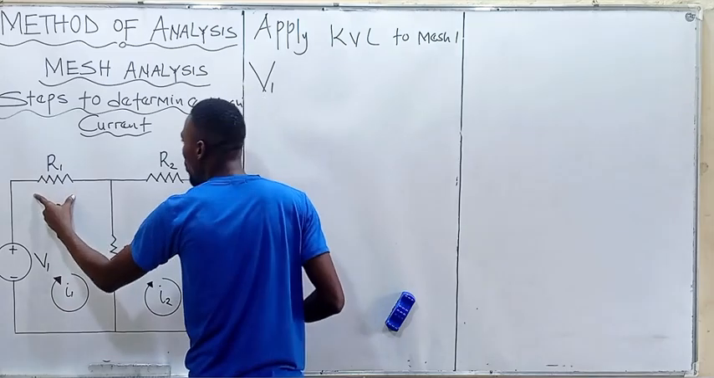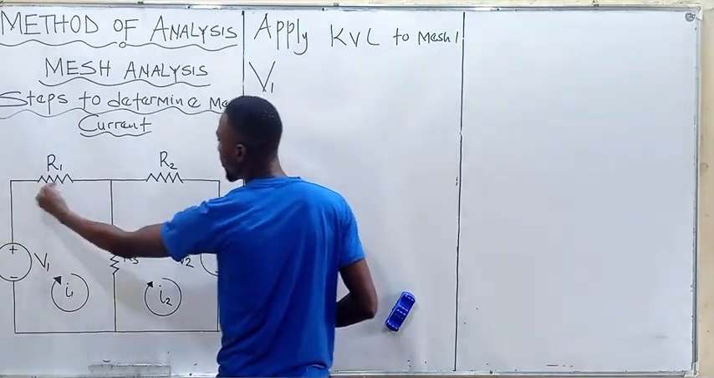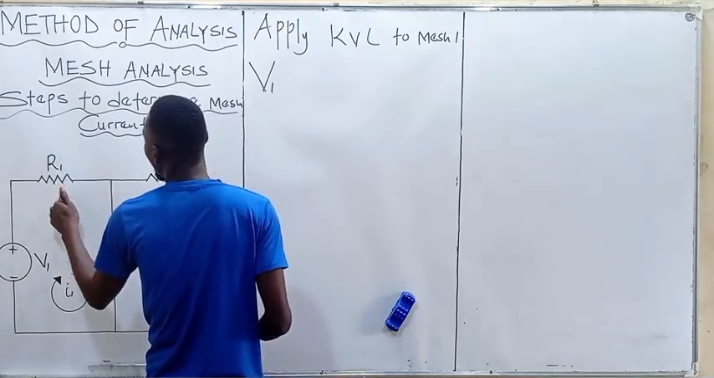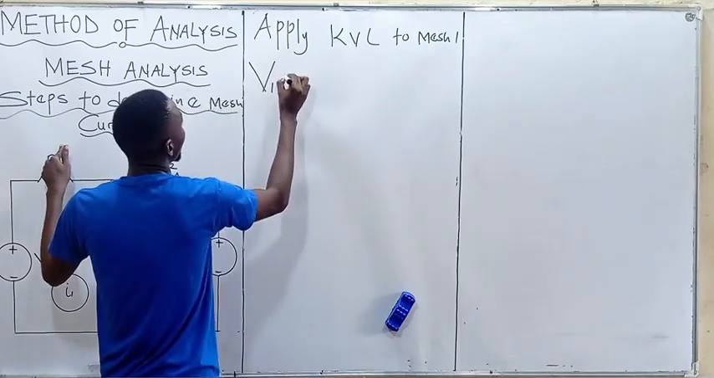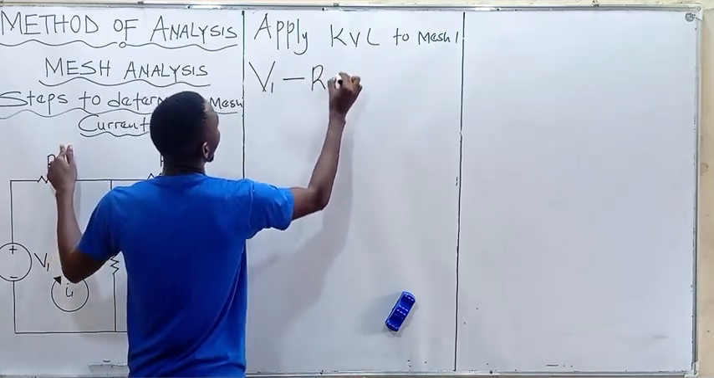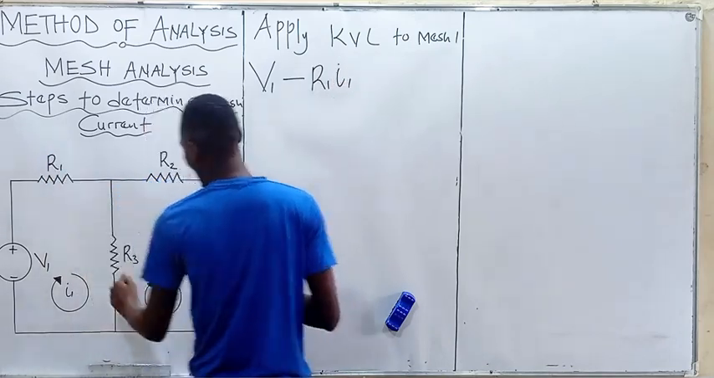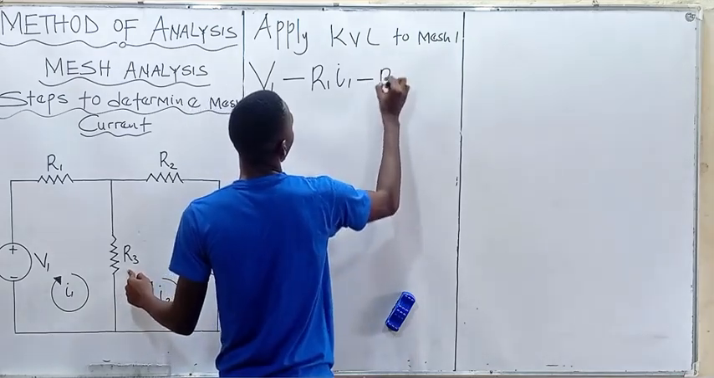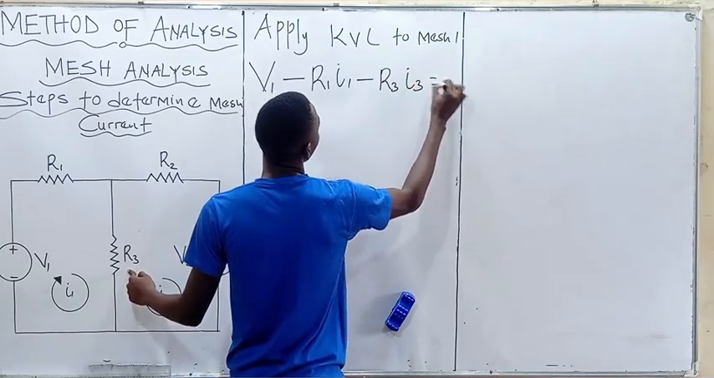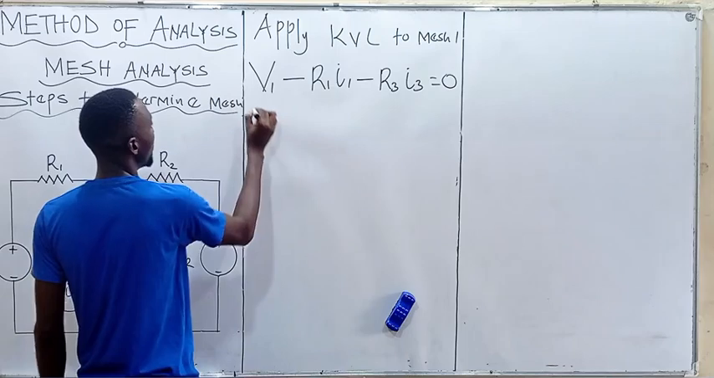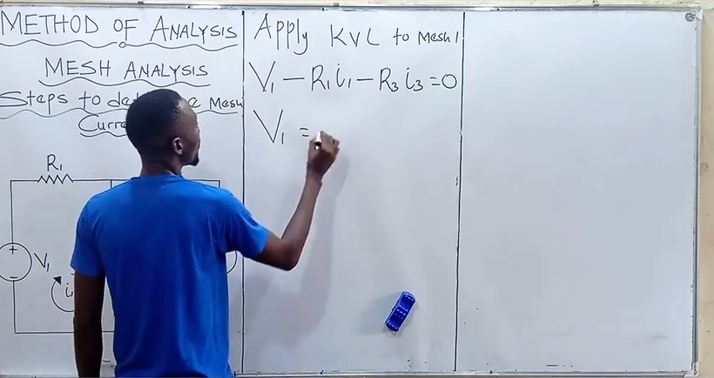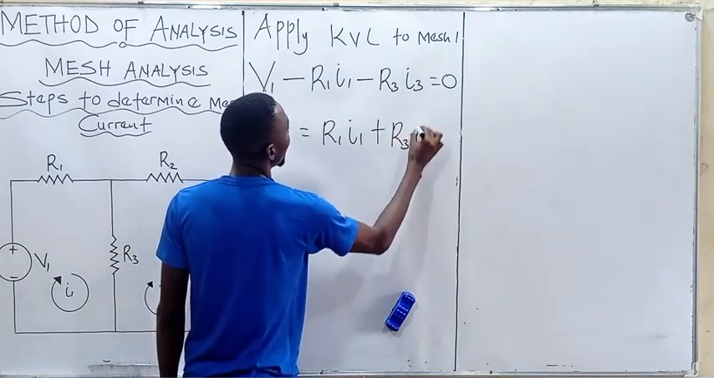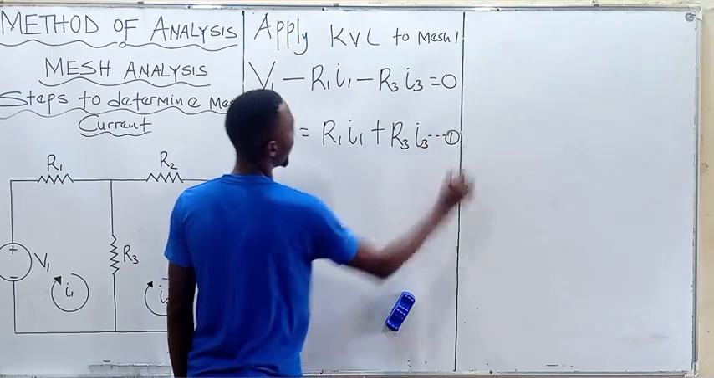Now here we are having R1. I1 is the current that is flowing here. It's flowing from positive to negative. And we know that voltage here is going to be current multiplied by resistor. So it's going to be minus R1 I1. Here it's going to be minus R3 I3. Everything will be equal to 0. So we can say that V1 will be equal to R1 I1 plus R3 I3. So this will be equation number 1.